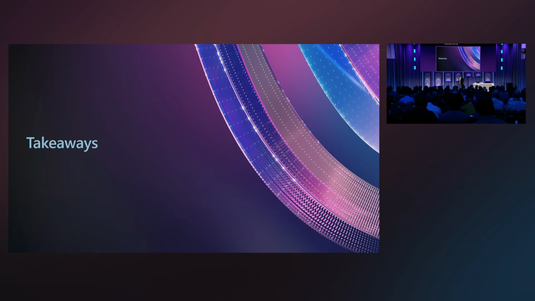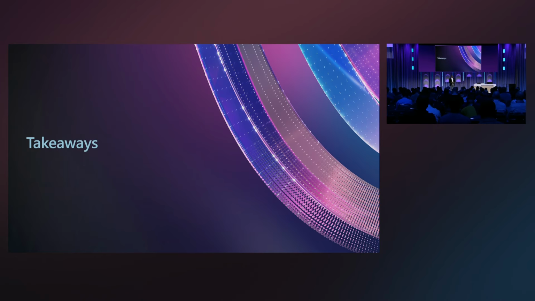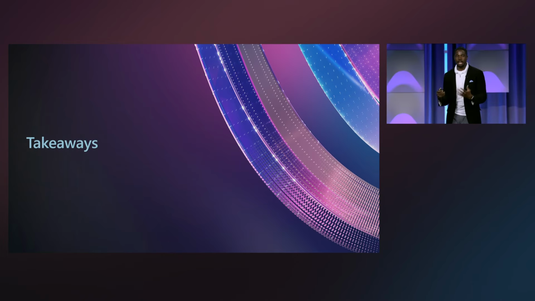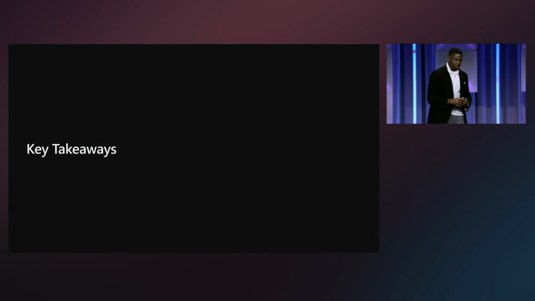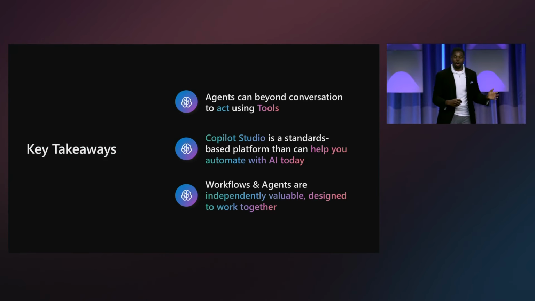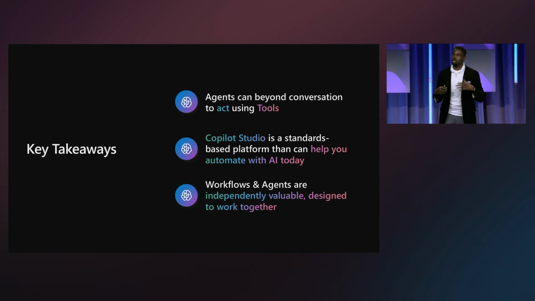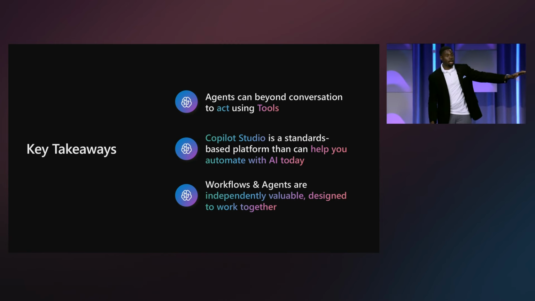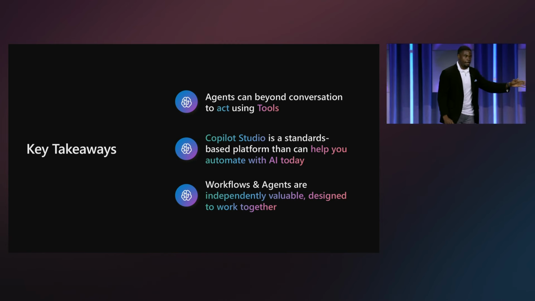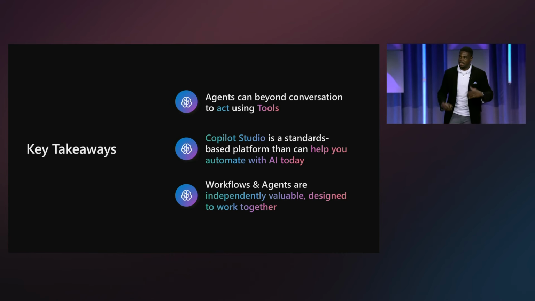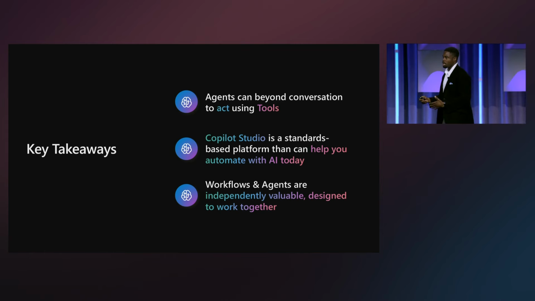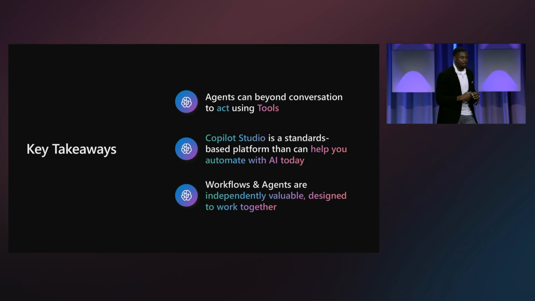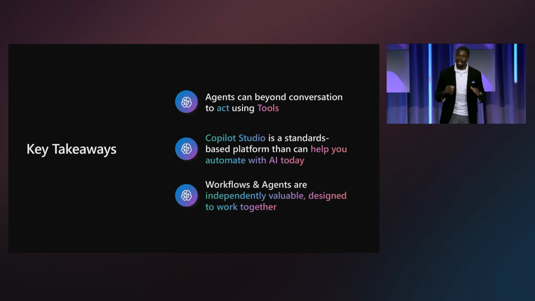So what are the main takeaways from this session? And like I mentioned, a lot of this is just the tip of the iceberg. It's a matter of inspiration. What can you go back and do in your organization? But as we saw, agents can go beyond just conversation. A lot of people think about agents as conversational chatbots. But as you saw, this was all autonomous. As soon as a new device request came in, it sprung to action, used the right tools to get the job done. And Copilot Studio is a standards-based platform that can help you automate with AI today.